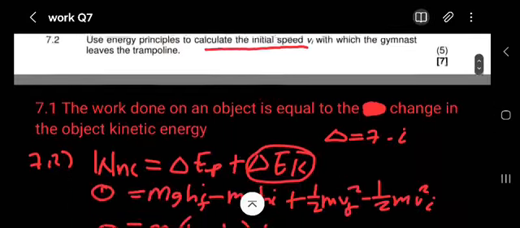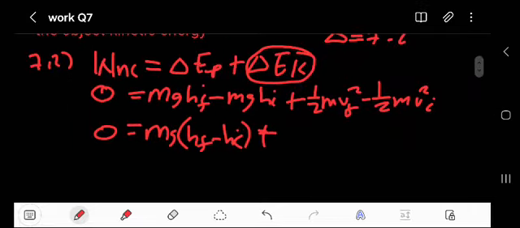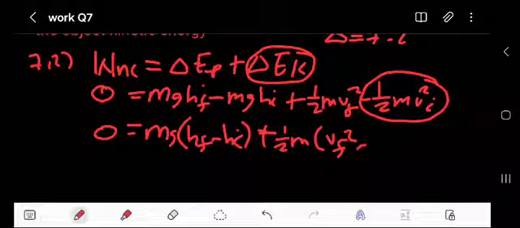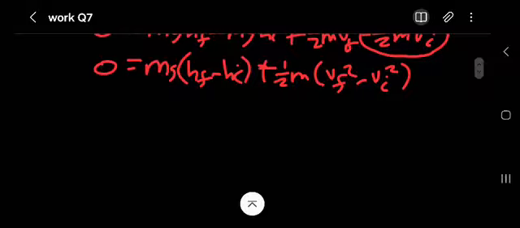So if we substitute 0 into this formula, 0 will cancel all of this. Let me just write it so that you see step by step. 1 over 2 m, let me factor this: 1 over 2 m, I'll have vf squared minus v initial squared, like this. So we have 0. This is what we have.